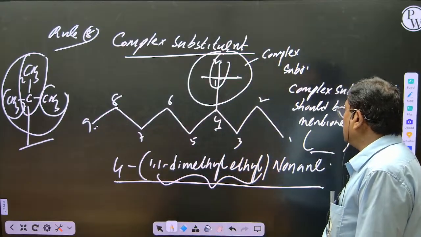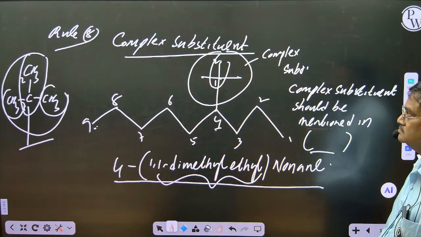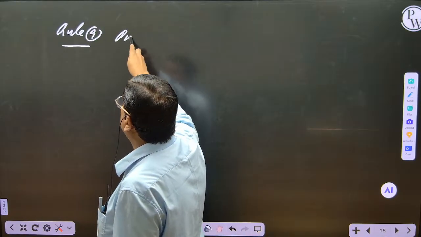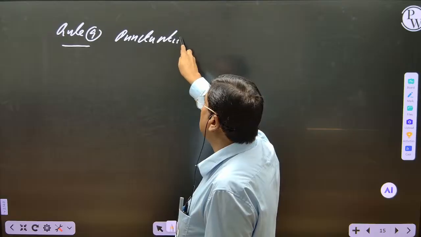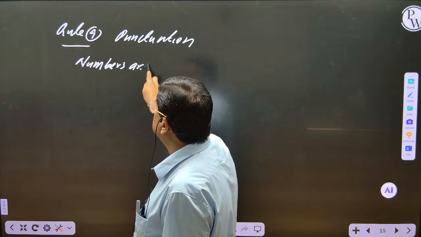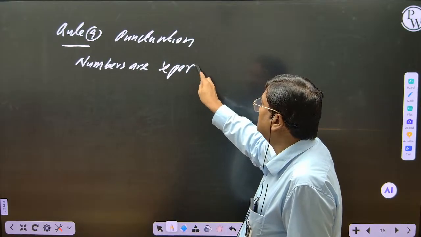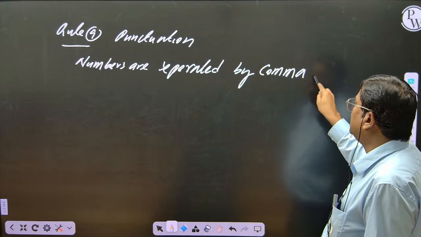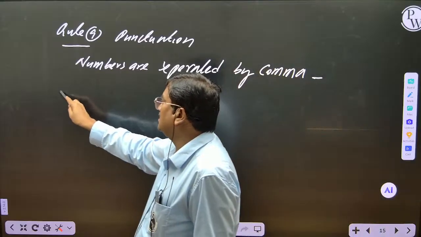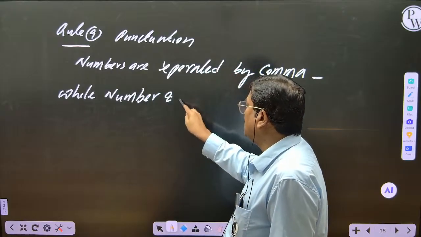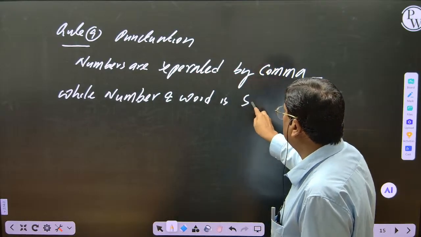Copy this, write rule 9. Here write punctuation. What is that punctuation, student? There you write: numbers are separated by comma, while number and word are separated by hyphen.